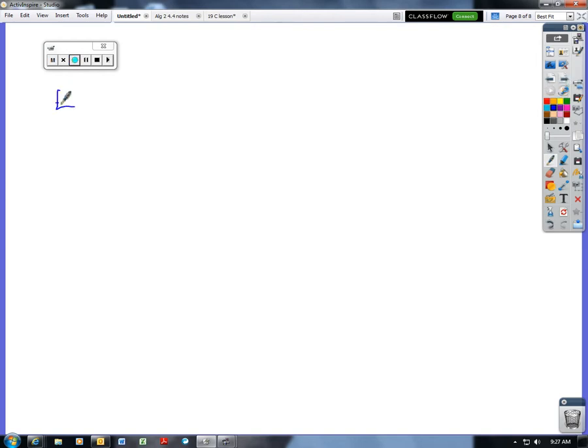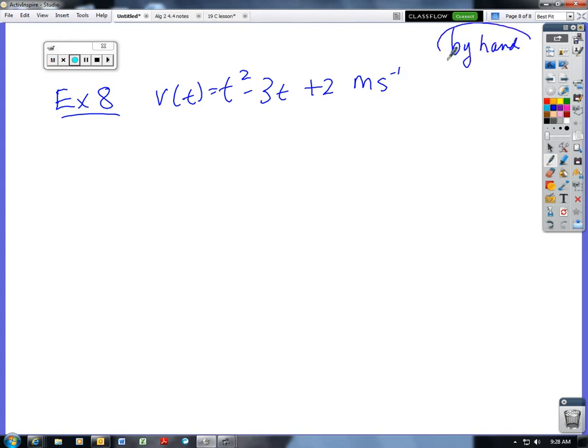So example 8. A particle moves in a straight line with a velocity function t squared minus 3t plus 2 meters per second. Answer the following without using a calculator. So this has to be totally by hand, and that's what makes it somewhat tedious, as you'll see. Letter A. How far does the particle travel in the first 4 seconds of motion?